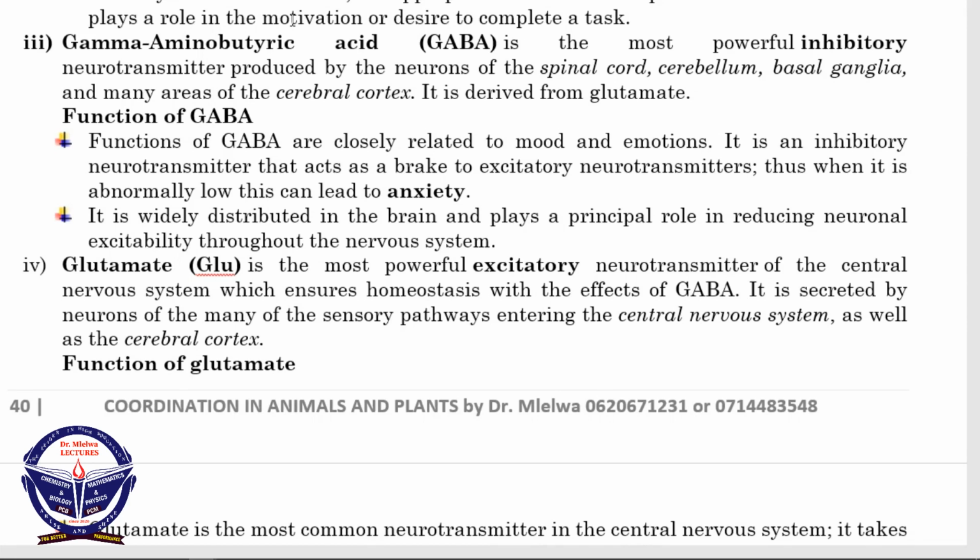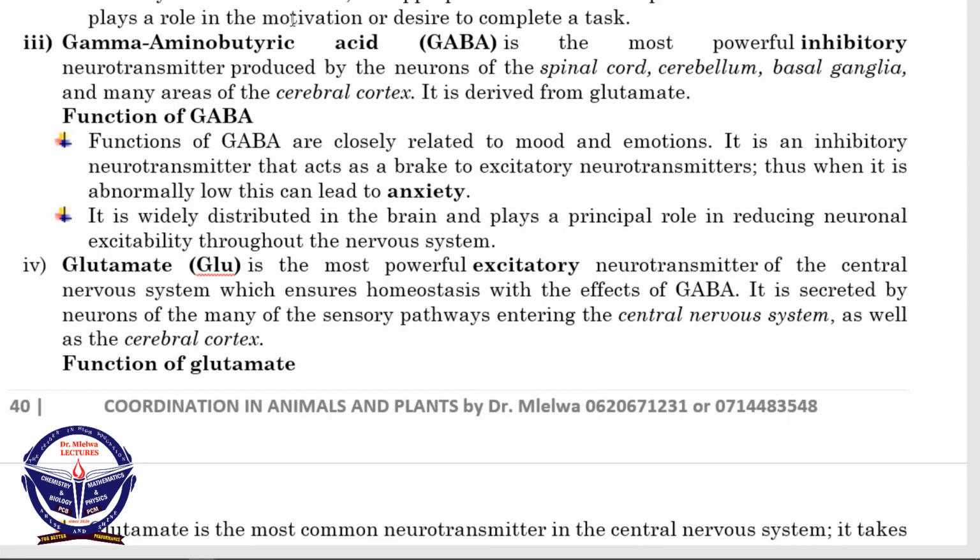GABA is inhibitory, and most of the time it is inhibitory in the brain. In terms of function, functions of GABA are closely related to mood and emotions, kama ambavyo tumeona kwenye dopamine. And it is the inhibitory neurotransmitter that acts as the brake to excitatory neurotransmitters. Thus, when it is abnormally low, this can lead to anxiety. Kwa hiyo actually GABA ni kama vile inakuwa inashindana na dopamine most of the time. Dopamine, or if not dopamine, it is glutamate.